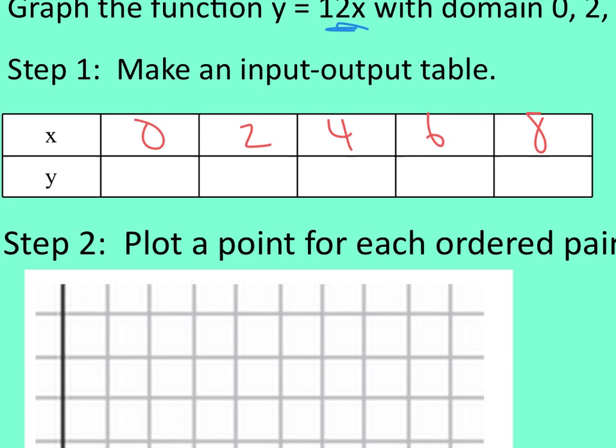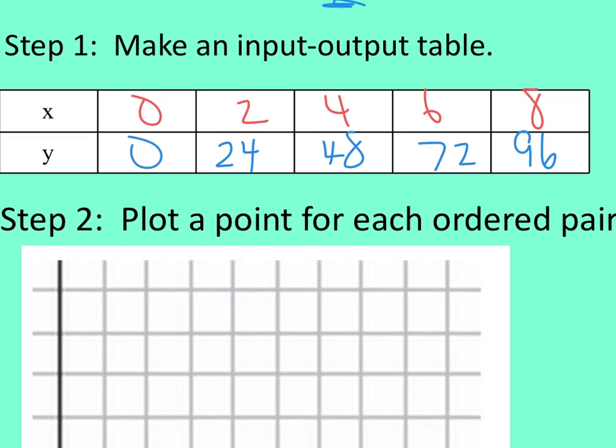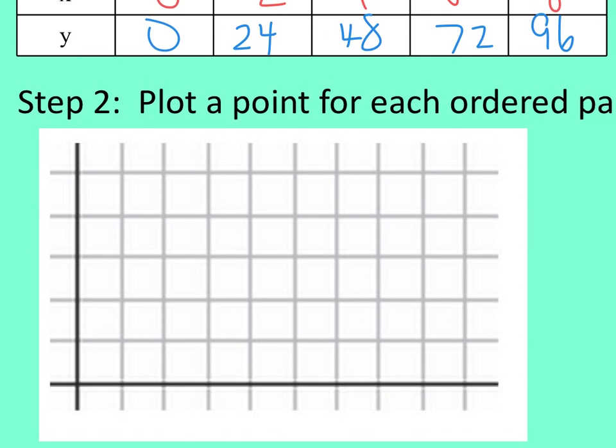Well, 12 times 0 is 0. 12 times 2 is 24. 12 times 4 is 48. 12 times 6 is 72. And 12 times 8 is 96. So now what we need to do is we need to plot a point for each one of these ordered pairs. I want to graph this function. So (0, 0) is right here.